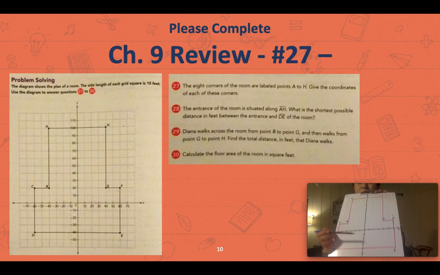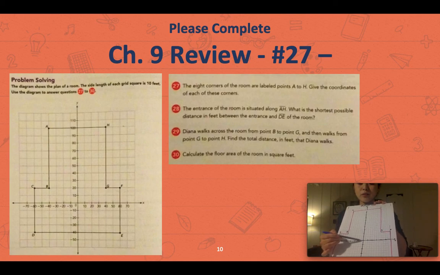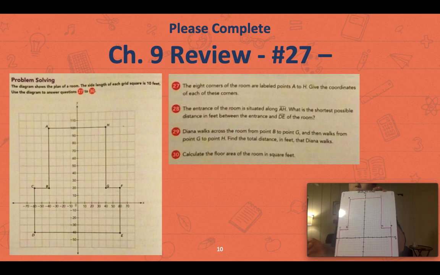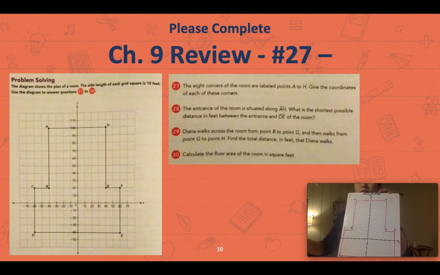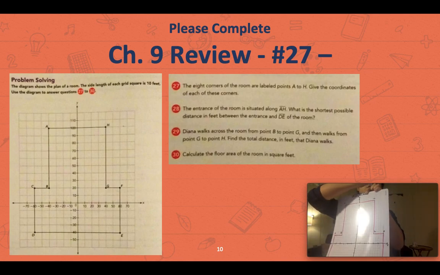Okay, and all the way at the bottom, let's see, it goes to negative, right? Negative 10, negative 20, negative 30, and negative 40. Okay. All right, so it says the 8 corners of the room are labeled points A to H. Give the coordinates of each of these corners. All right, so I think I'm going to write the coordinate points in pink because I drew my shape in pink.